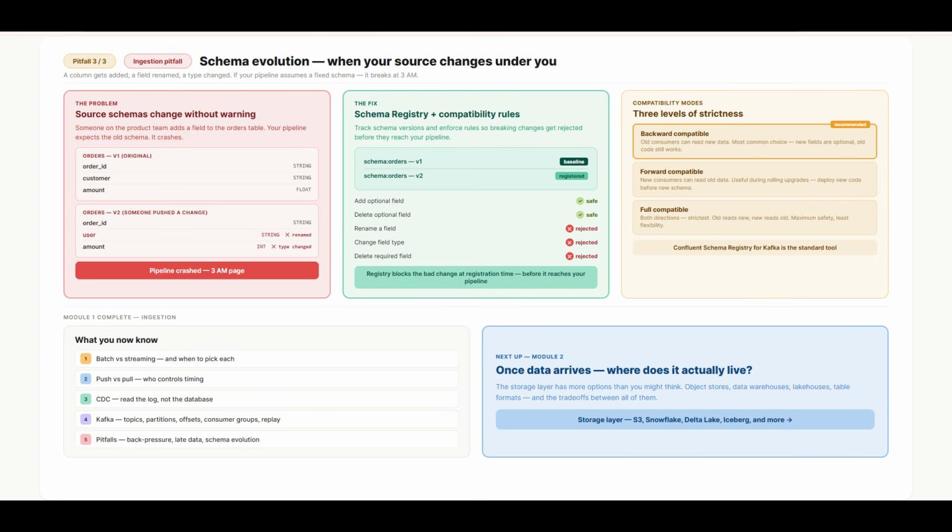This saves you from the 3 a.m. page where your pipeline crashed because someone added a field to the orders table. So that's ingestion.